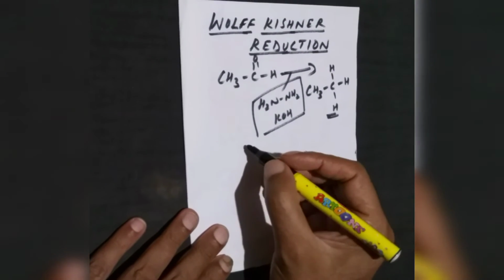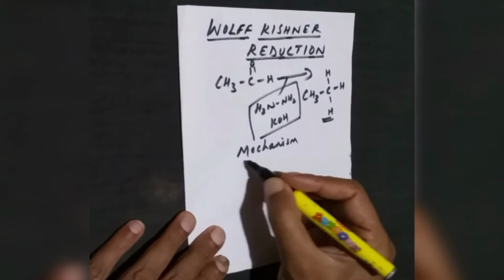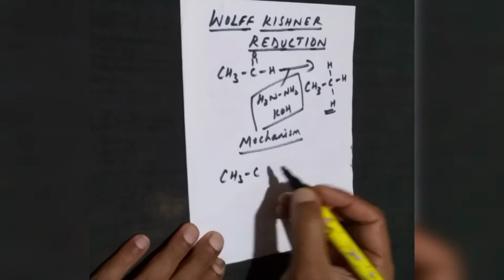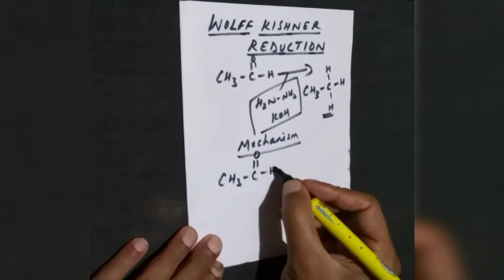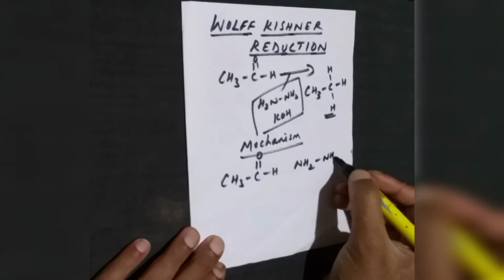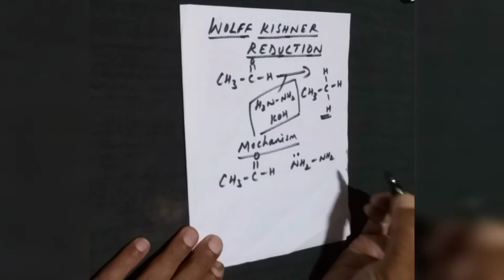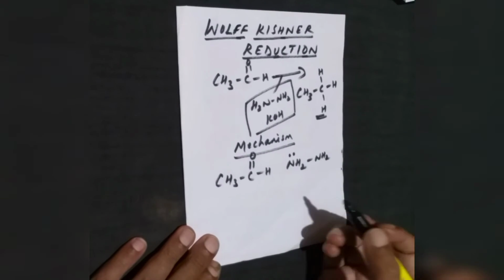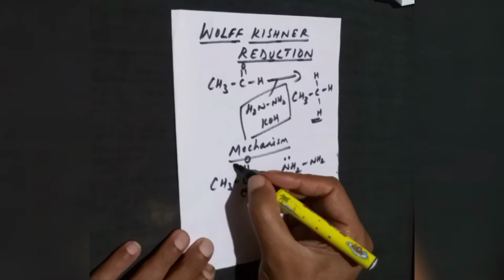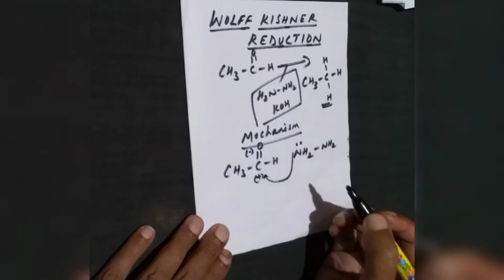So here I don't want to go deep into the mechanism, but for class 12 level I'll give the important points. So what happens is, we have the aldehyde CH3, C double bond O, H, and hydrazine, NH2, NH2. The nitrogen has a lone pair of electrons here. In the aldehyde, because of the electronegativity, the carbon will have the positive charge and the oxygen will have the negative charge. So the lone pair on this nitrogen will come and attack here.